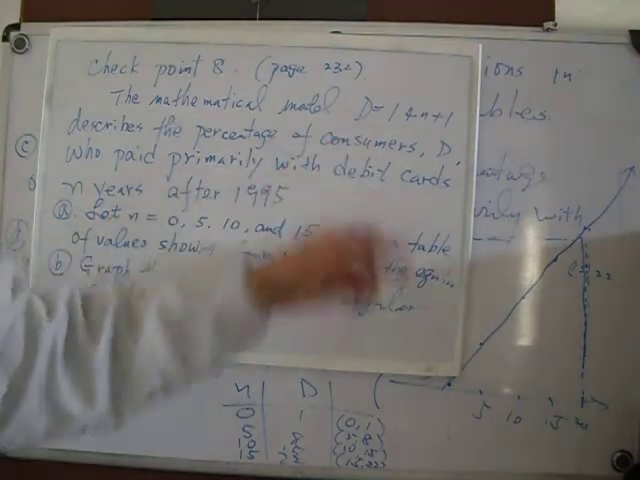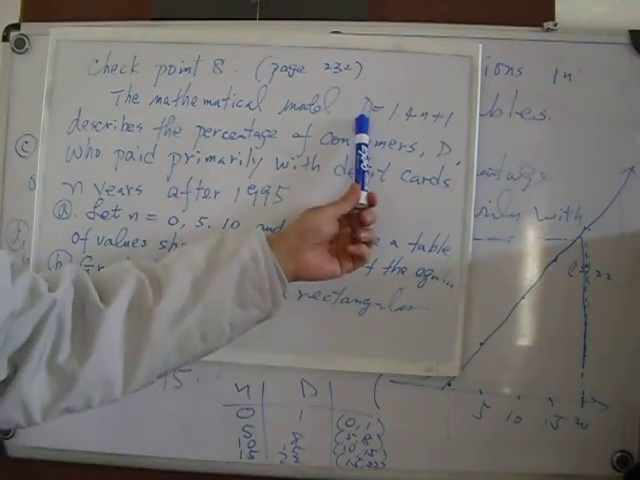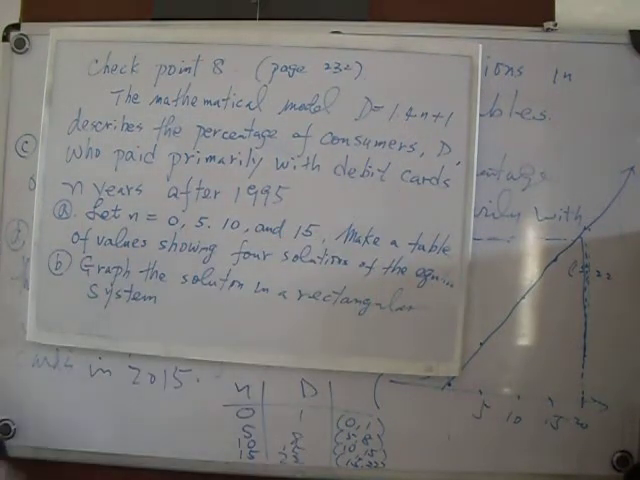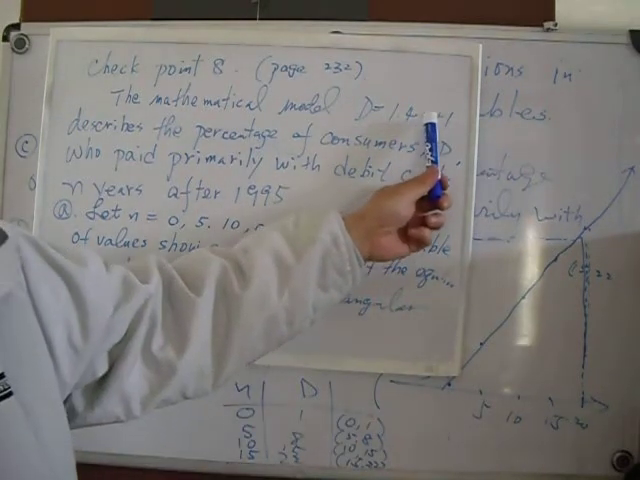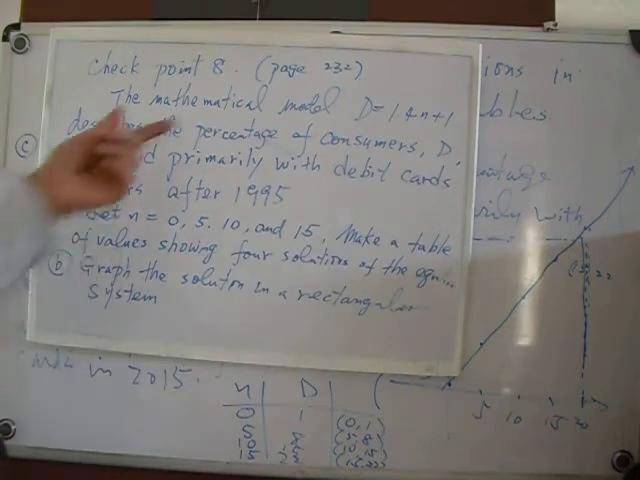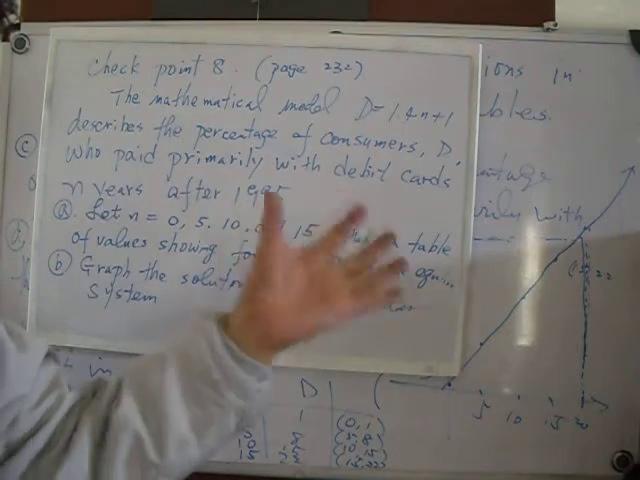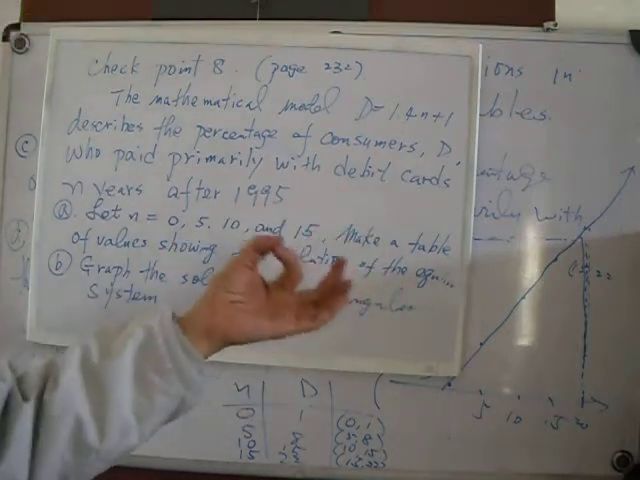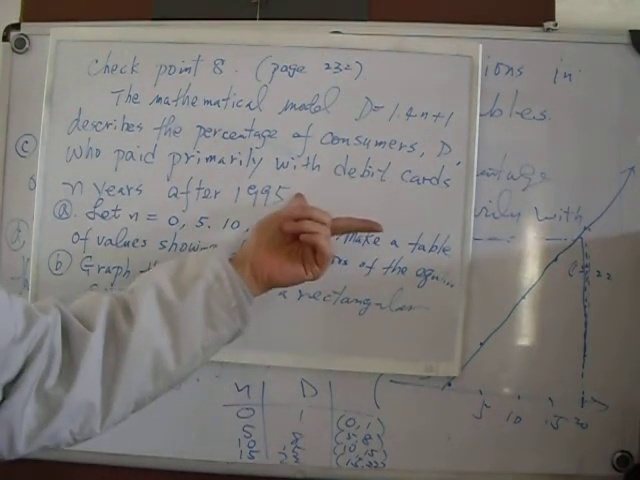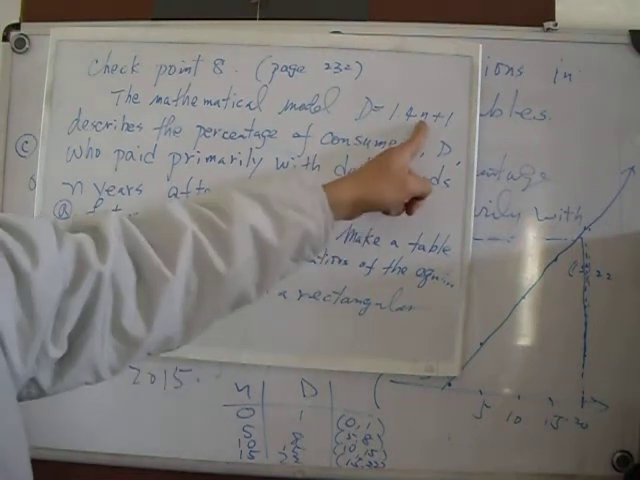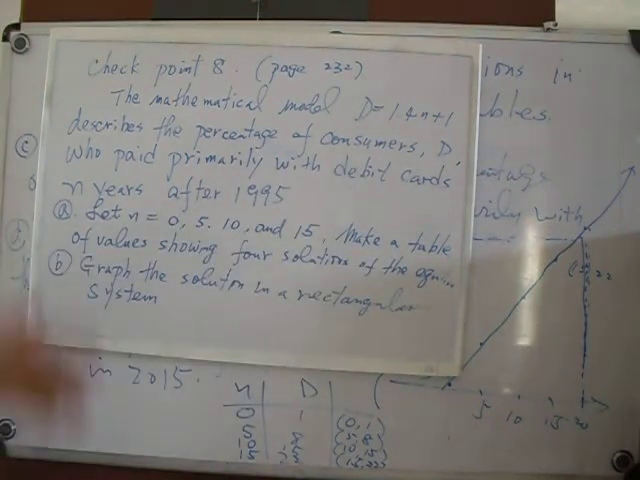The mathematical model, this is a model, D. D is, I think, percentage. N represents the year. That's 1.4 times N plus 1. This model describes the percentage of consumers, D, who paid primarily with a debit card N years after 1995. Which means 1995 is assumed to be year 0. 2000 will be year number 5. That's how you put your N in there.